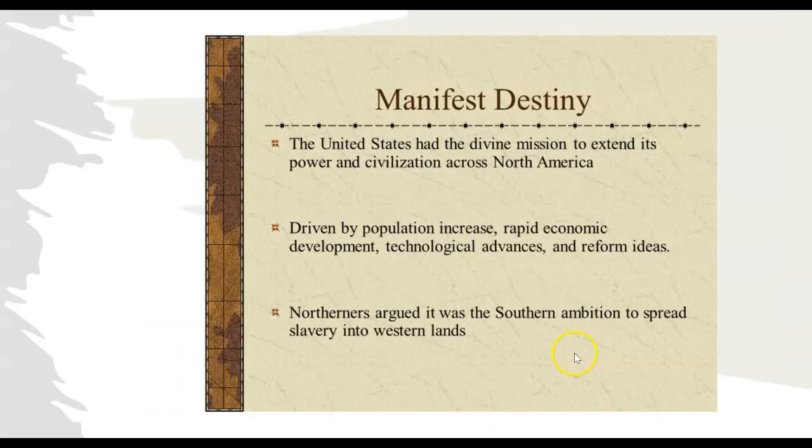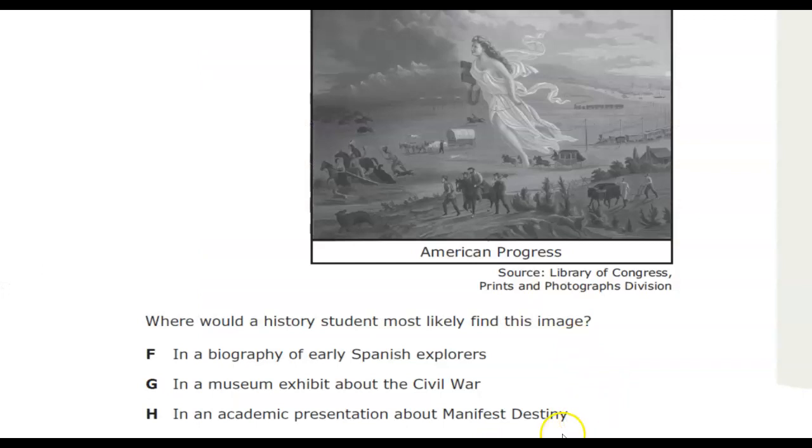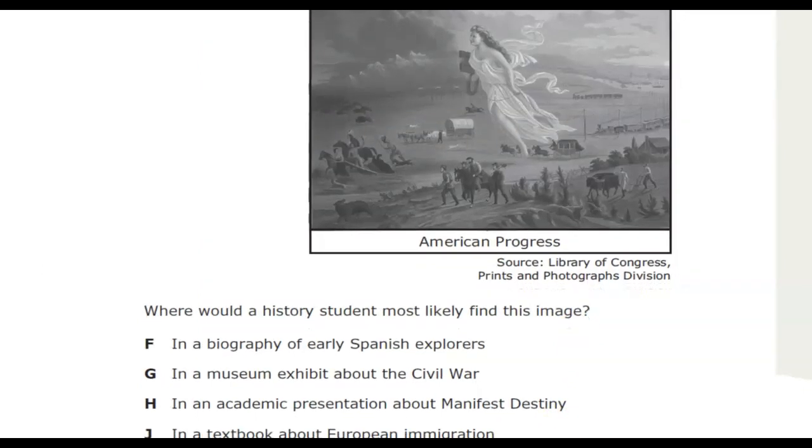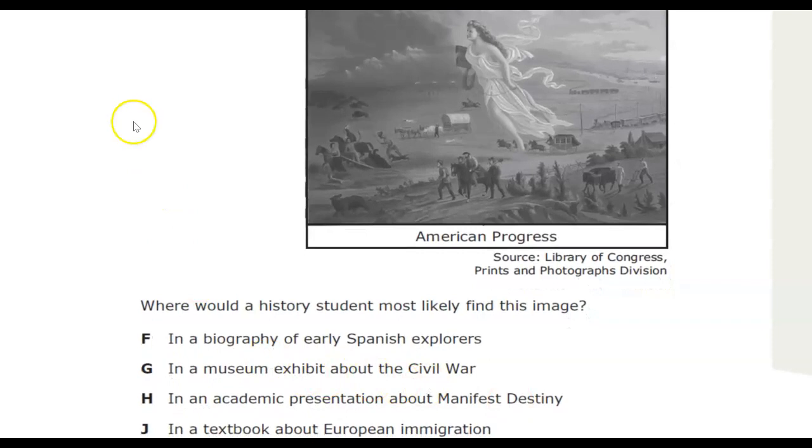All right. So this was a STAR question. I'm going to start at the bottom because I start at the bottom. J, in a textbook about European immigration. H, in an academic presentation about manifest destiny. G, in a museum exhibit about the Civil War. F, in a biography of early Spanish explorers. So where would a history student most likely find this image?